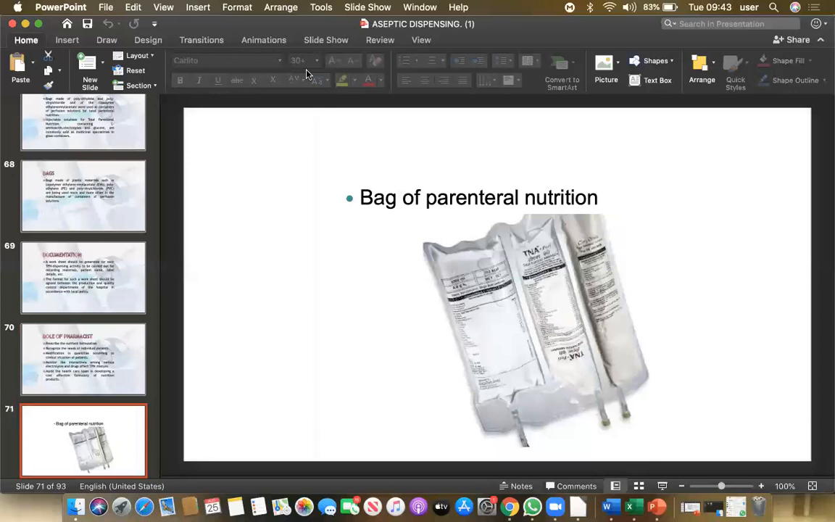Now this again I'm showing, a bag of parenteral nutrition. You can see this type of bag is mostly dispensed to the patients.